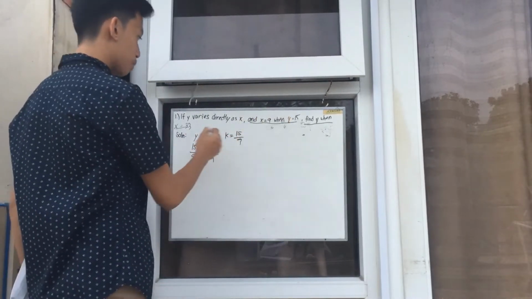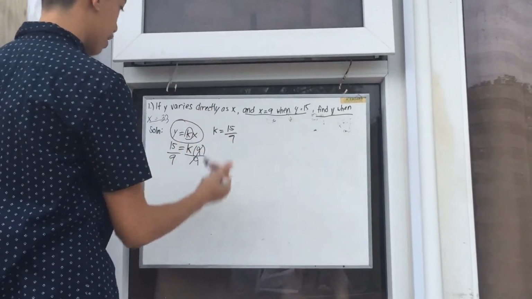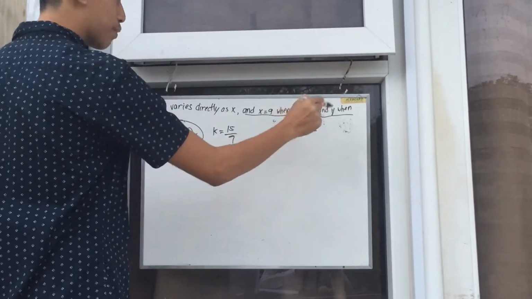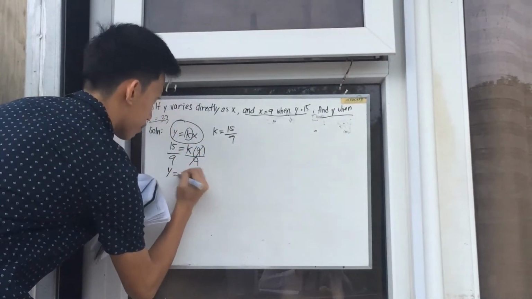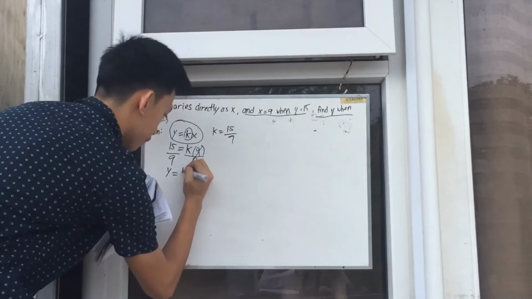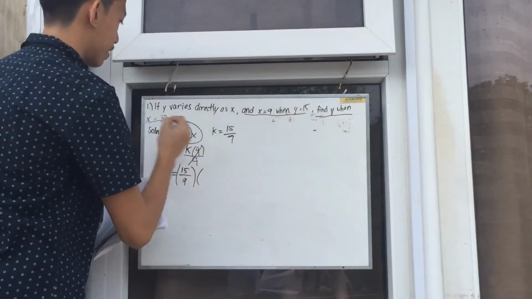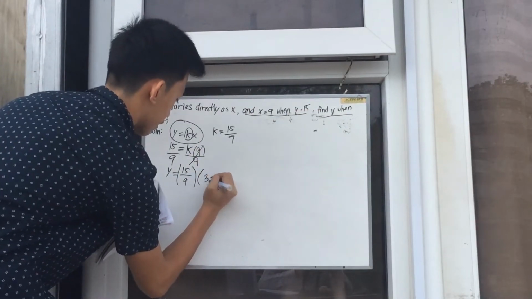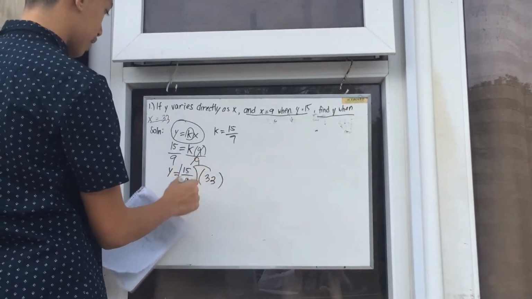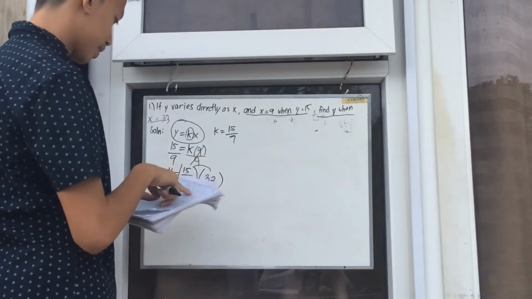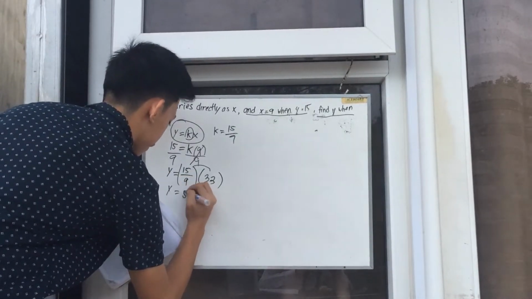Then we go back to the first equation, but this time we substitute the k. In this case, it says find y, so we are missing the y. Then we make y equal to our k, 15 over 9, multiplied by the x on the second given, multiplied by 33. Next we multiply 33 by 15 and divide it by 9, and the answer will be y is equal to 55.